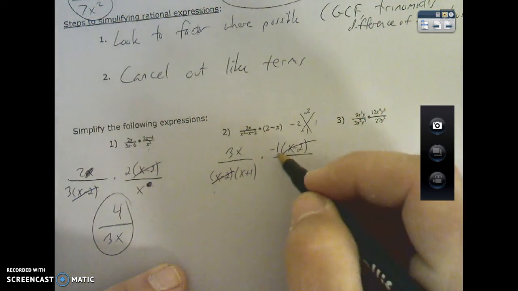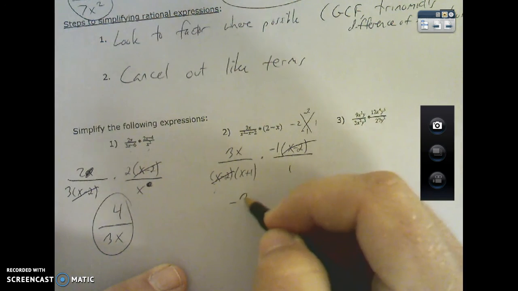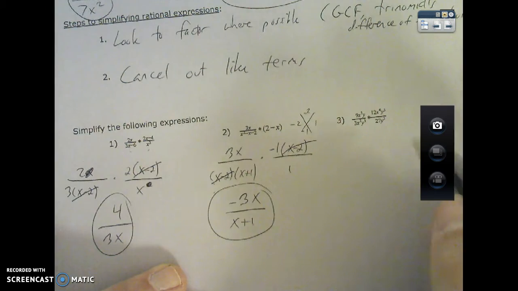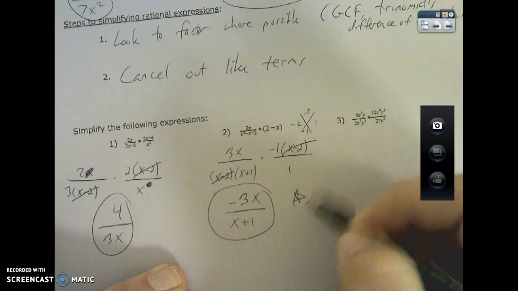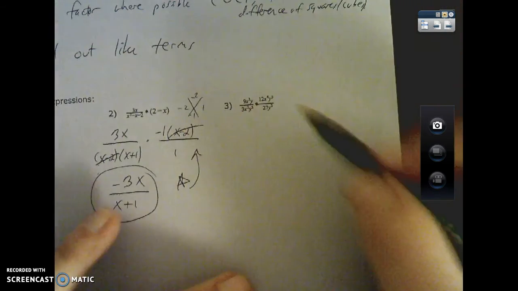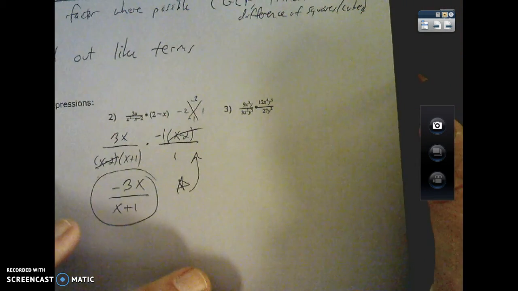Everything else stays the same. I've got a negative 1 up top, so negative 3x, x plus 1 on the bottom. This trick is important. We will get plenty of practice with it. Okay. Number 3, make your lives easier.